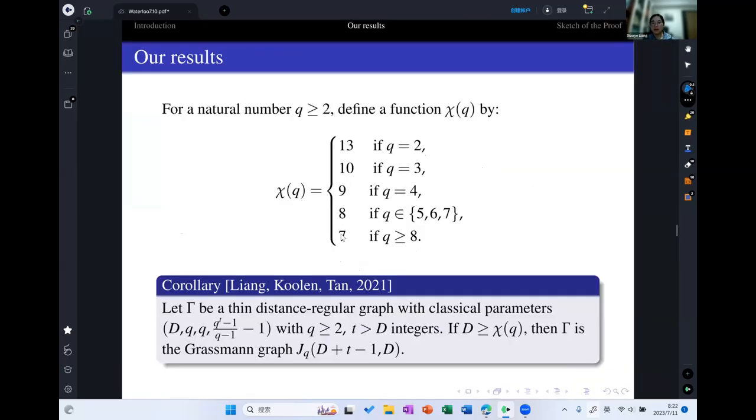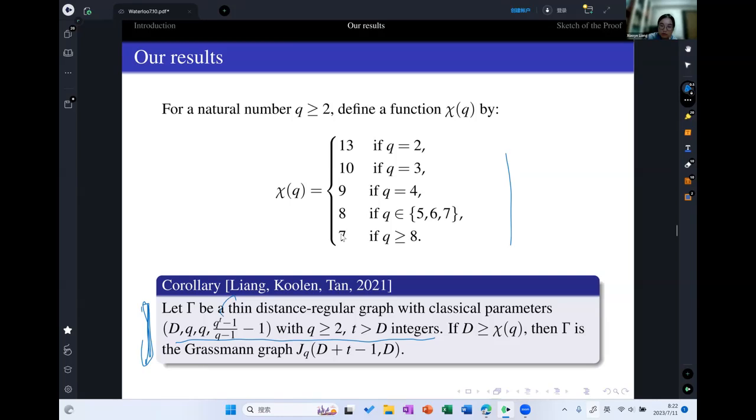Okay, then we can see our results. We showed this: let gamma be a thin distance regular graph with classical parameters, the same classical parameters as the Grassmann graph. And if d is greater than or equal to q, defined as this, then gamma is the Grassmann graph.